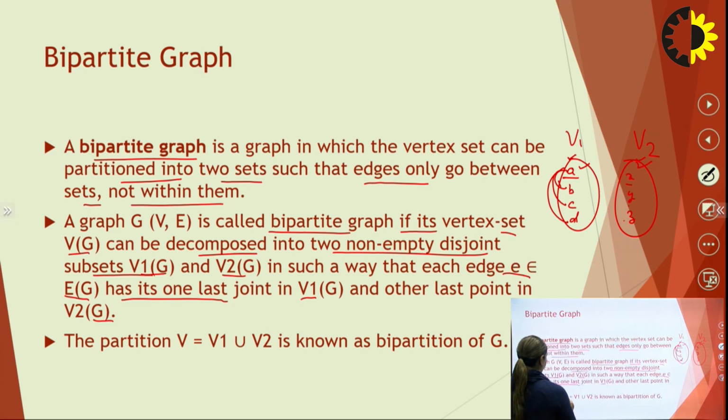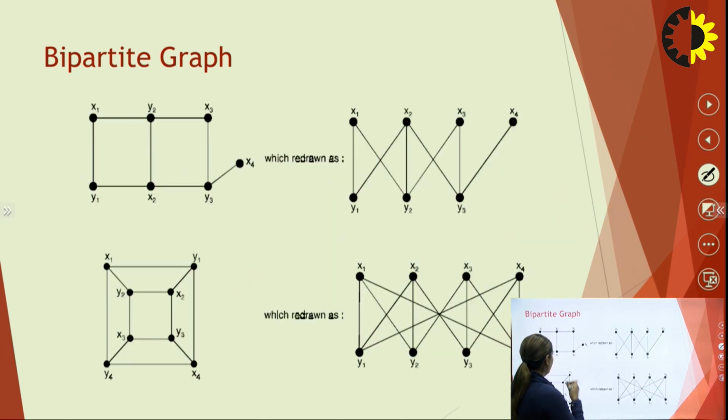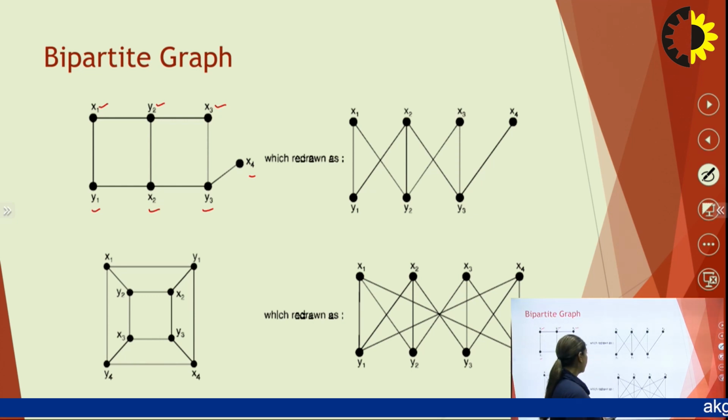The partition V equals V1 union V2 is known as the bipartition of G, and we should not leave any vertex. Now let's consider this graph. See here, this is x1, y2, x3, y1, x2, y3 and x4. Now let's see whether it is a bipartite graph or not.